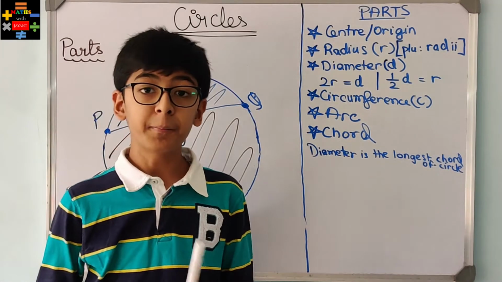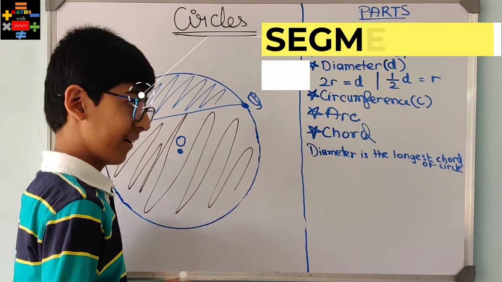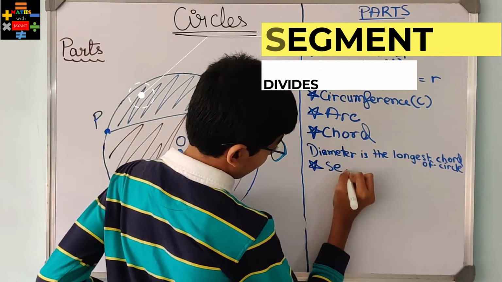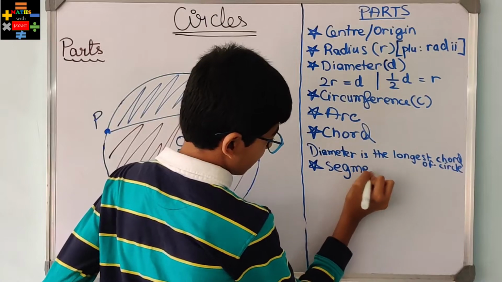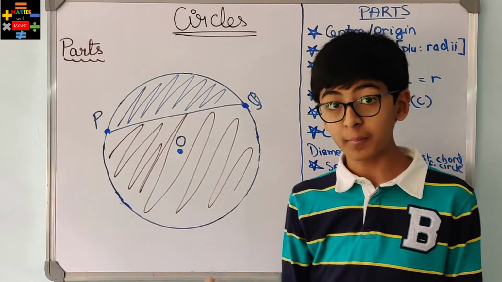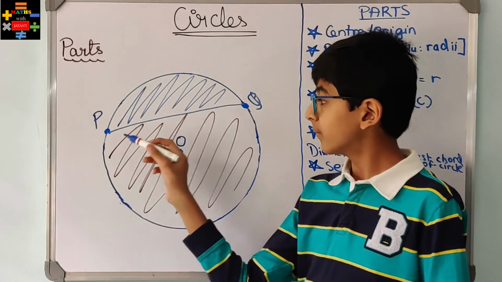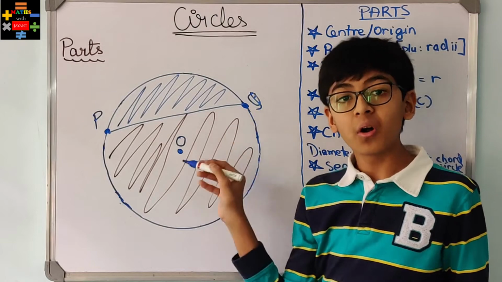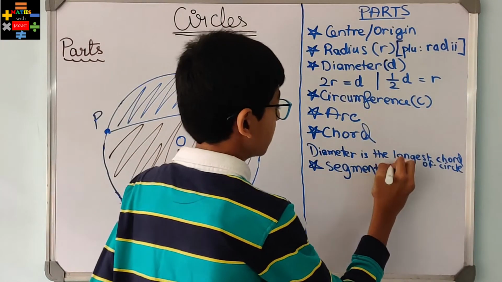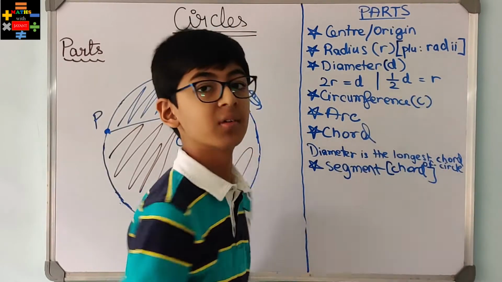Each of these parts is called a segment. S-E-G-M-E-N-T. Now remember, whenever I say segment, it means a chord divides it. As I draw a chord, segments get formed. So for a segment, a chord needs to divide it. Okay? Remember that.